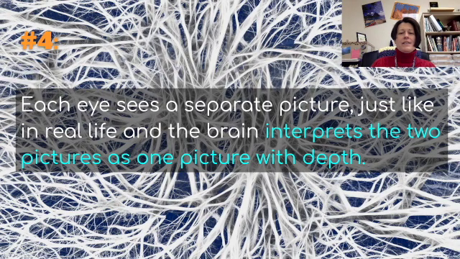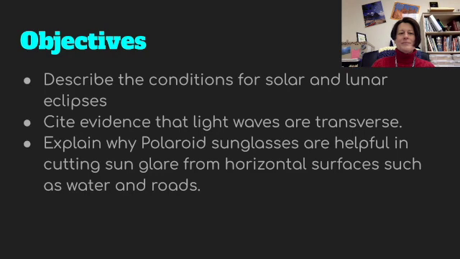So each eye sees a separate picture, just like in real life, and the brain interprets the two pictures as one picture with depth. So it's playing tricks on your brain, and we're going to take a look at some other pictures in our book where our brain interprets things and we see things that aren't really there as well.